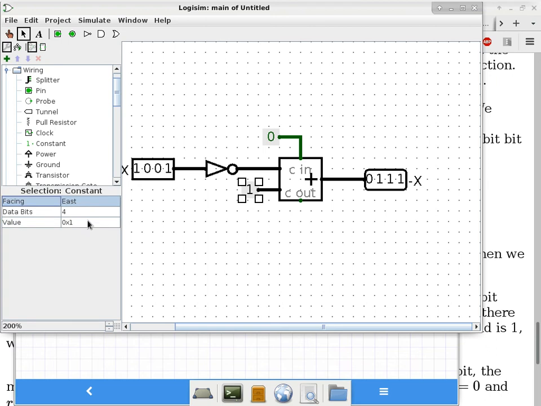Mm-hmm. And with the 1 and the 0, is the 0 just present because it requires all of those inputs? Which one? The top 0? Oh, you mean this one, the carry in? Okay, so as a general rule, you do not want to leave any input pins unconnected. Yeah, that's kind of what I was thinking. That is the reason.